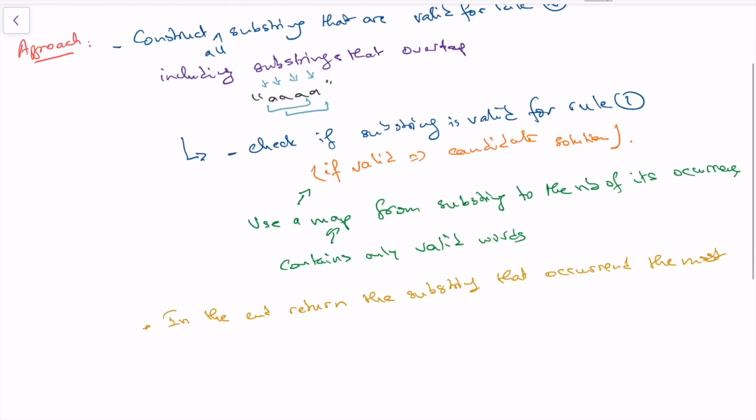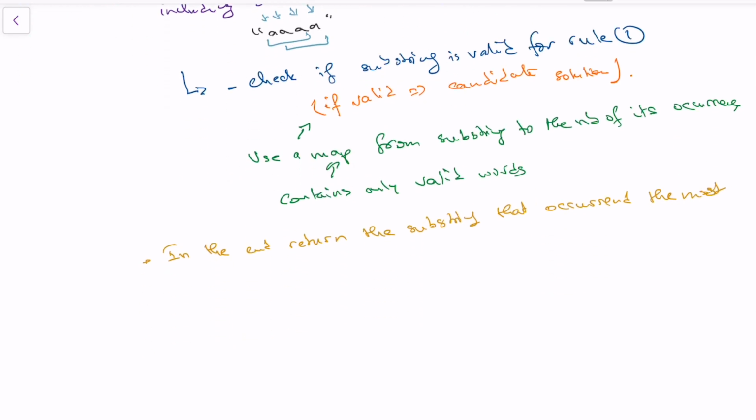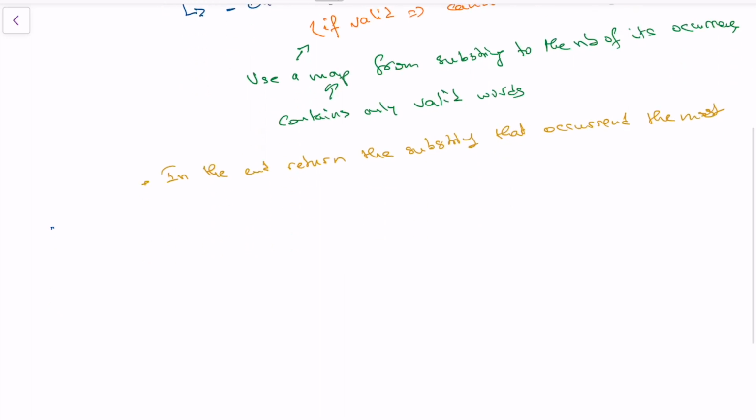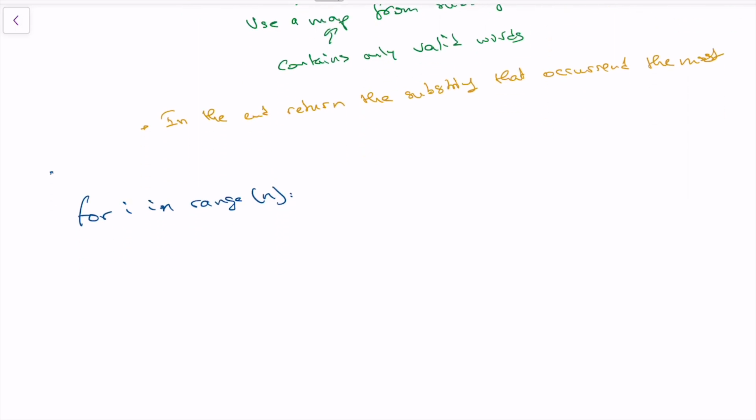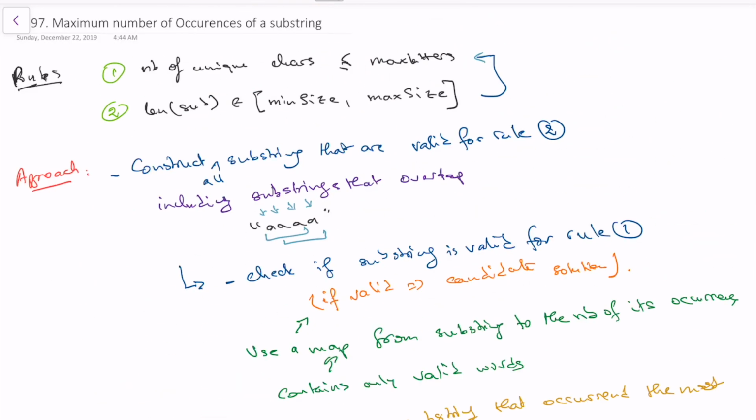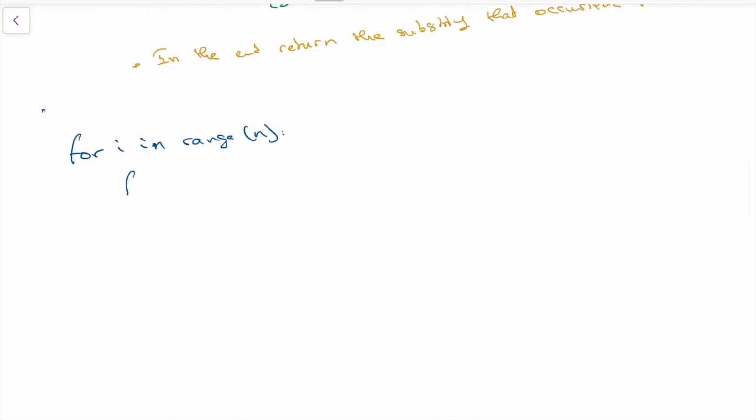And so how can we do the construction, the first step? How can we do that? We could just start from every position, right? So we just do for i in range of n. And then we start from every position and try all the valid substrings according to the second rule. To do that, its ending position has to be in the range i plus min size minus 1, because if it starts from i, then i gets counted.